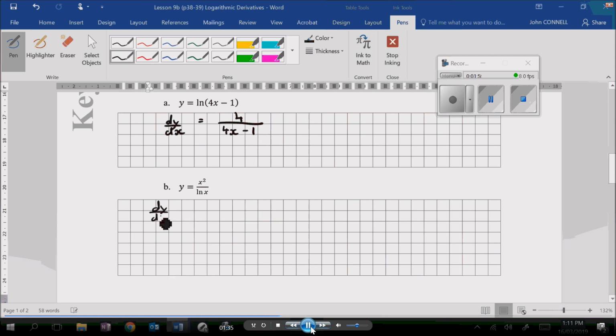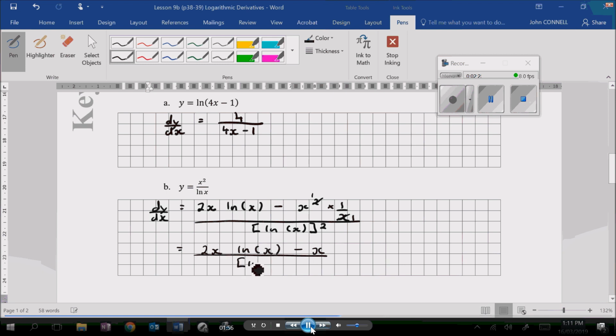Here we've got a quotient, so we've got to use the quotient rule. So the derivative of the first times the second function, minus the top function times the derivative of the bottom, all over the bottom function squared. And so then we can cancel the x and the x squared to give us 2x ln x take x, all over ln x squared.